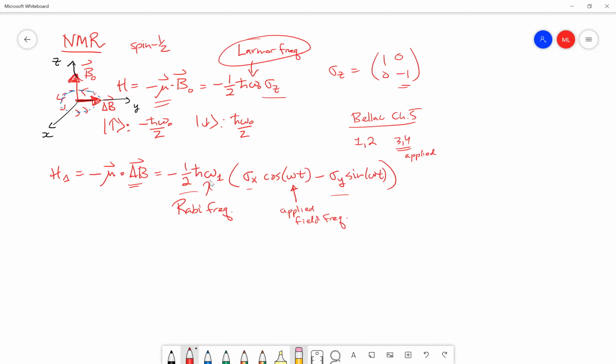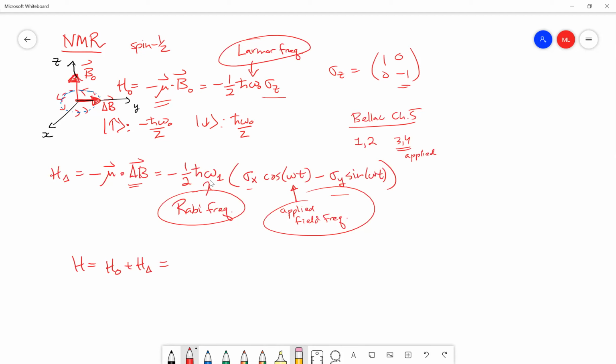So now you have these three different frequencies, and the idea is trying to solve this problem, getting its time dependence, when you have a constant field applied in the z direction and an oscillating one in x and y. So that's the idea. And you can, of course, combine both of these into your total Hamiltonian, which I'll call H0 plus H delta.